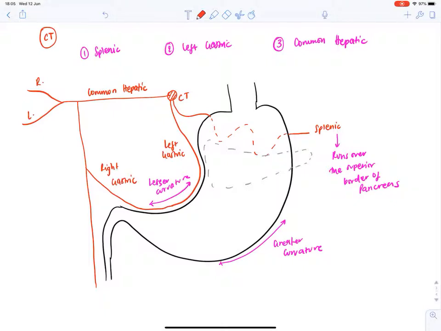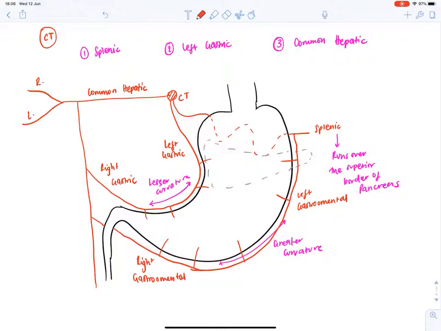From your splenic artery, we have a branch that descends down like so, and it supplies the greater curvature of the stomach on the left-hand side, and that is known as the left gastromental. And then we also have a branch that comes from here to join the left gastromental, and this forms your right gastromental artery. Both the gastric arteries and the gastromental arteries have perforating branches into the stomach, so they have branches that supply the stomach like so.